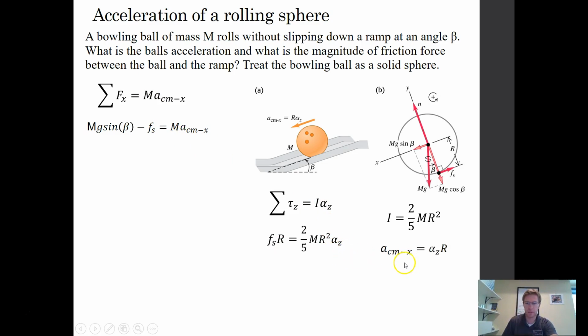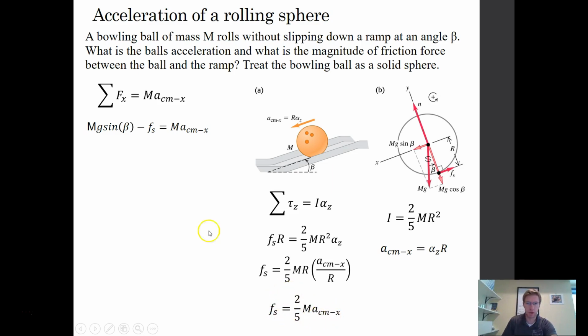So I need to make the substitution that angular acceleration times r equals the acceleration of my center of mass down the ramp. If I plug that in, canceling out one of my r's with the r on this side, I can now cancel out one additional r. And look at this, my force of friction is just 2/5 m times the acceleration of the center of mass.